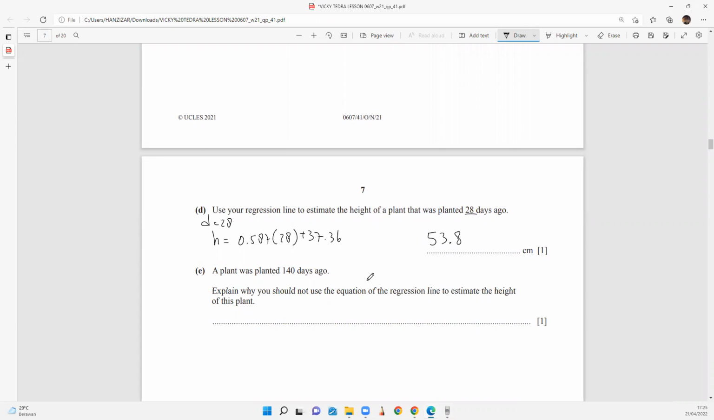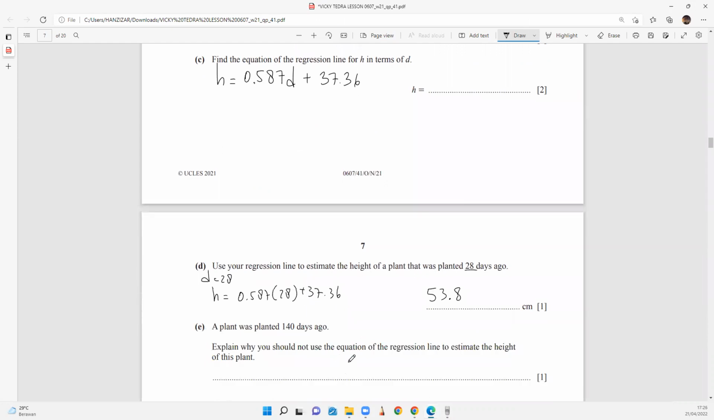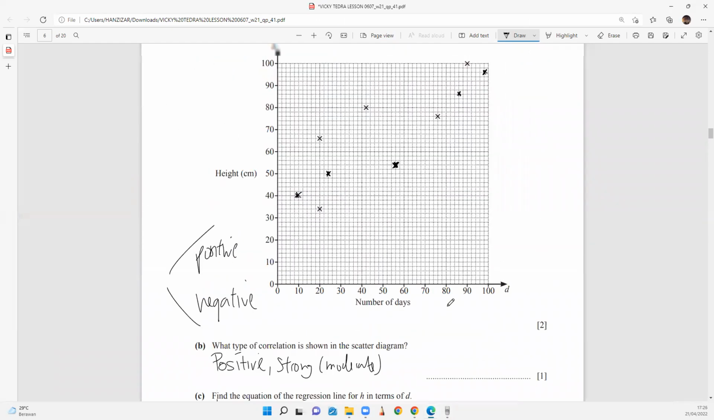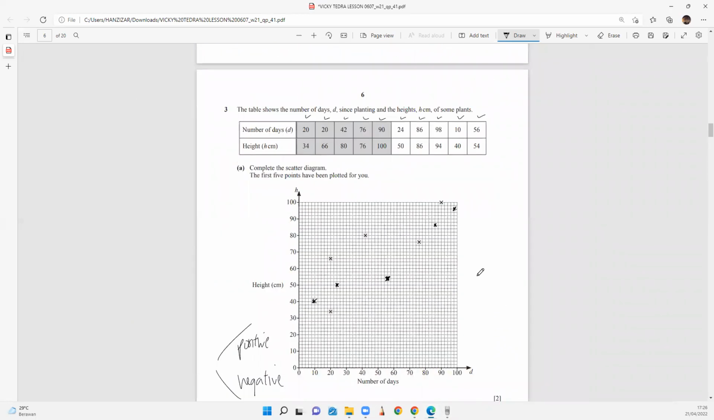Now, a plant was planted 140 days ago. Explain why you should not use the equation. By the way, you can use the formula, but it is not recommended. Why? Can you explain, Tadra? Why you cannot use the day if d is 140? Why is it not recommended to use 140 days, Tadra?